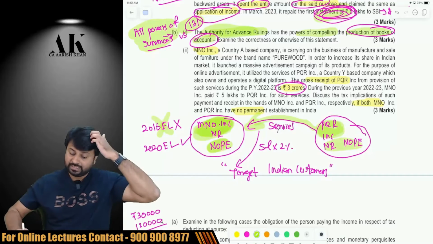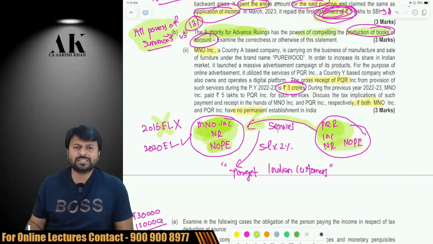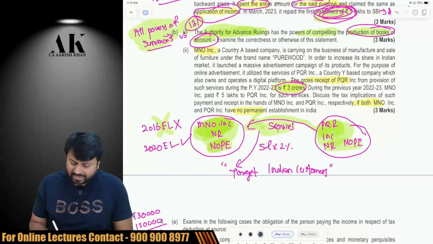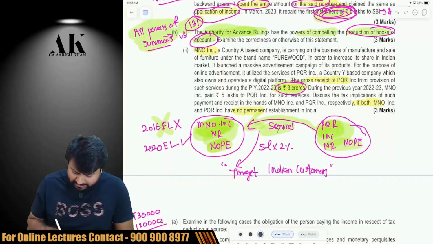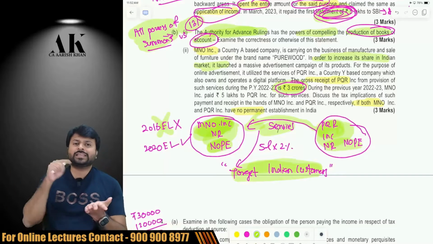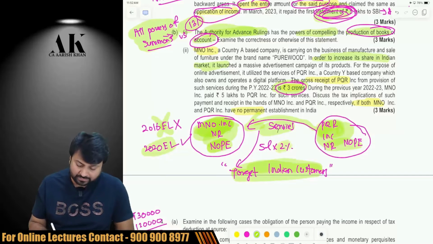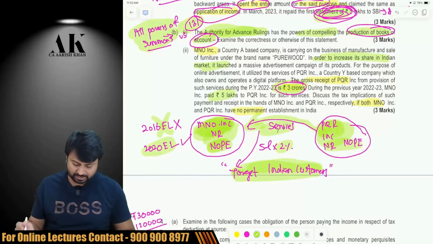The 2016 equalization levy. Yes, but PQR is giving online advertisement services to MNO, and the receipts are also greater than 2 crore rupees, and these services are utilized to target what? To target Indian customers. It is very clearly written in the question that they want to increase the share in the Indian market. It means they are targeting Indian customers. So this can be covered in the 2020 equalization levy, and this will be subject to 2% equalization levy on 5 lakh rupees. 2% equalization levy on 5 lakh rupees will be charged in this particular case.